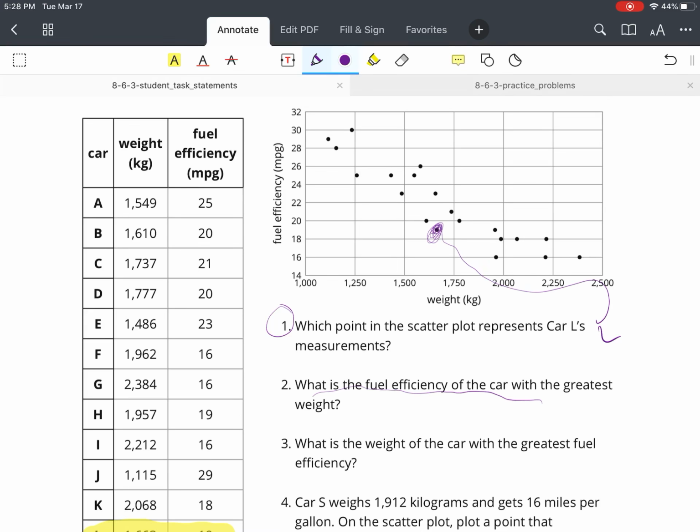What is the fuel efficiency of the car with the greatest weight? So we're looking at how many miles per gallon a car gets if it weighs the most. So here's the biggest weight. And what's the MPG on that one? About 16 miles per gallon.